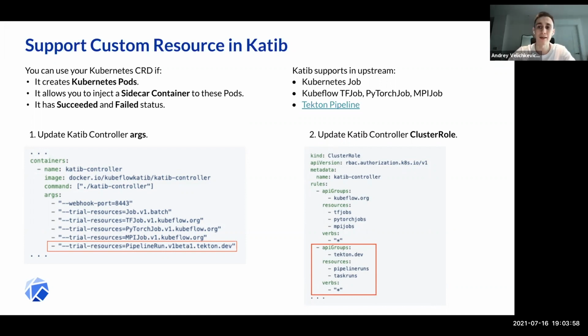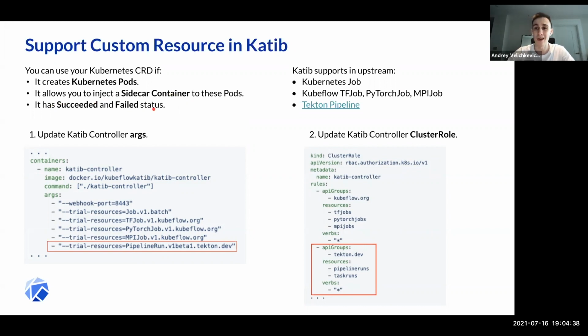As I mentioned previously, Katib can be an orchestrator on top of your trial template. A trial template can be a simple Kubernetes job, but it can also be a sophisticated Tekton pipeline with data pre-processing, your dataset, and other sophisticated processes that you can run during your hyperparameter tuning optimization. If you have your own Kubernetes custom resource, you can easily integrate it in Katib as long as your Kubernetes resource creates Kubernetes pods, allows the Katib controller to inject a sidecar container for the metrics collector, and has succeeded and failed statuses.